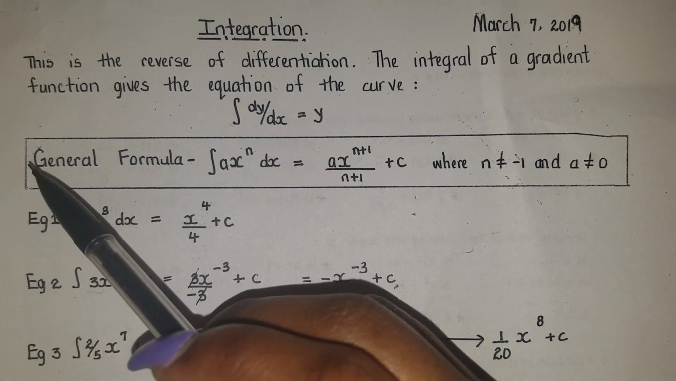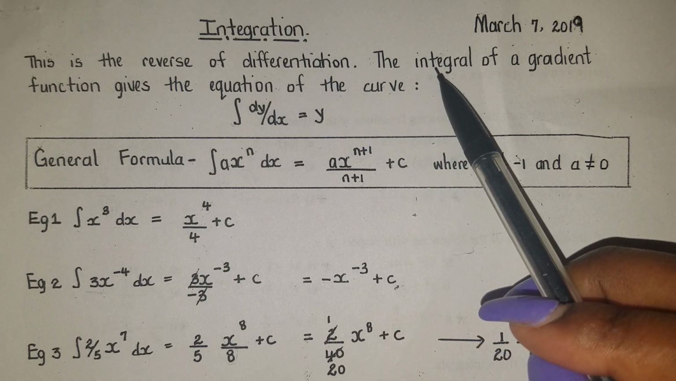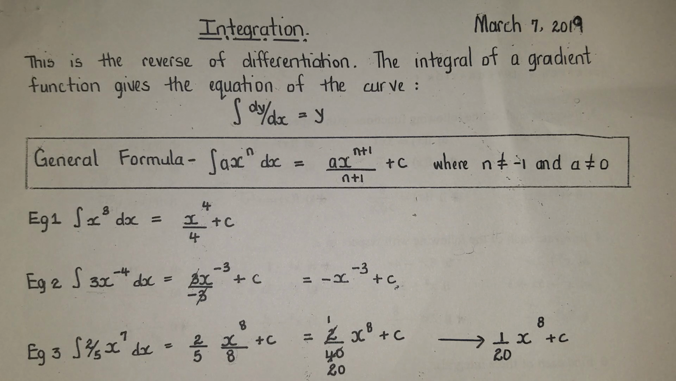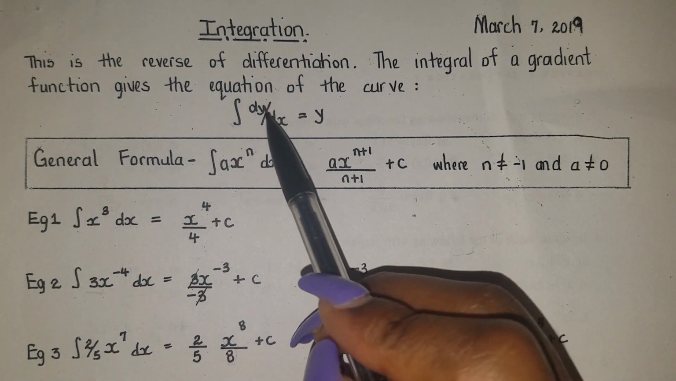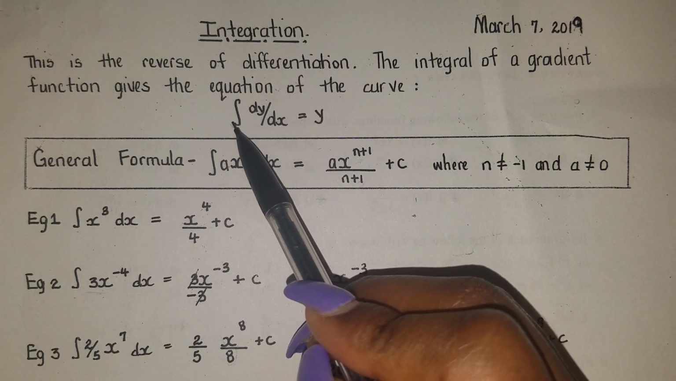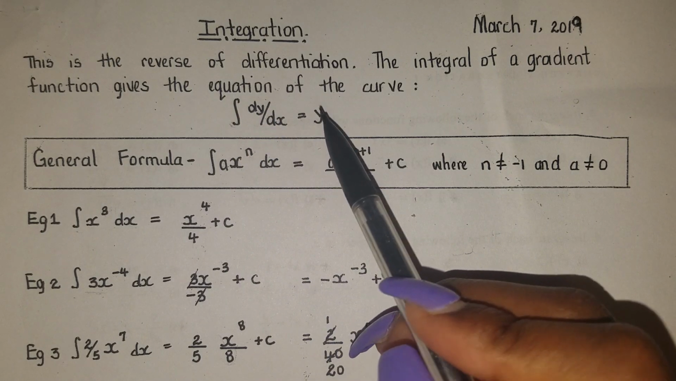Integration. This is the reverse of differentiation. The integral of a gradient function gives the equation of the curve. Integration is the opposite, or the reverse, of differentiation. If we differentiate a y function, we get dy/dx. So in reverse, if we integrate that dy/dx function, we will get that y equation. This sign is called the integral. So the integral of a gradient function will give you the y equation.